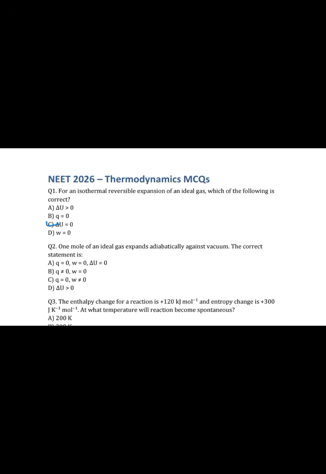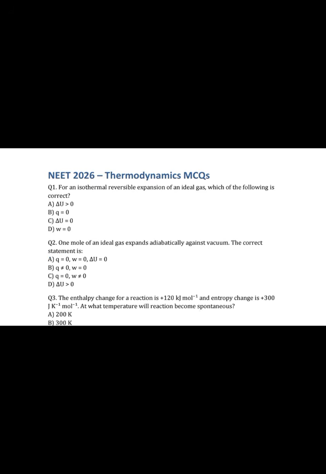Next, 1 mole of an ideal gas expands adiabatically against vacuum. What is the correct statement? As it is expanded against vacuum, that means pressure is equal to 0. So if pressure is equal to 0, we know that W is equal to minus P dV. As P is 0, then W is also 0. Again, as per the first law of thermodynamics, dQ is equal to dU plus dW, right? Delta U is 0 and dW is 0, then your dQ is also 0. So our answer is the first one, that is option A.